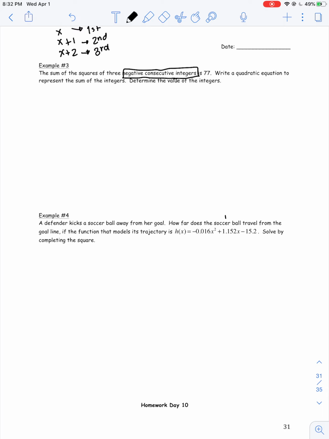What they want you to do with all of these is they want you to take the square of each of these, and then sum them, meaning add them. So you're going to take x squared plus, that's sum, x plus 1, the next one, square it, and add it with x plus 2 squared. The answer is 77. So what we're going to do with the x plus 1 and the x plus 2, we're going to do FOIL.